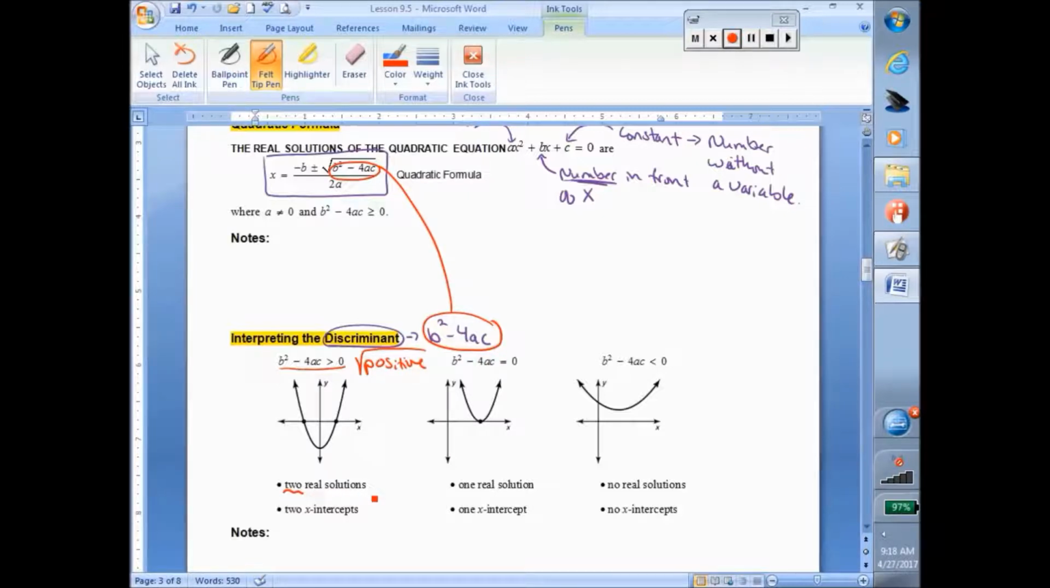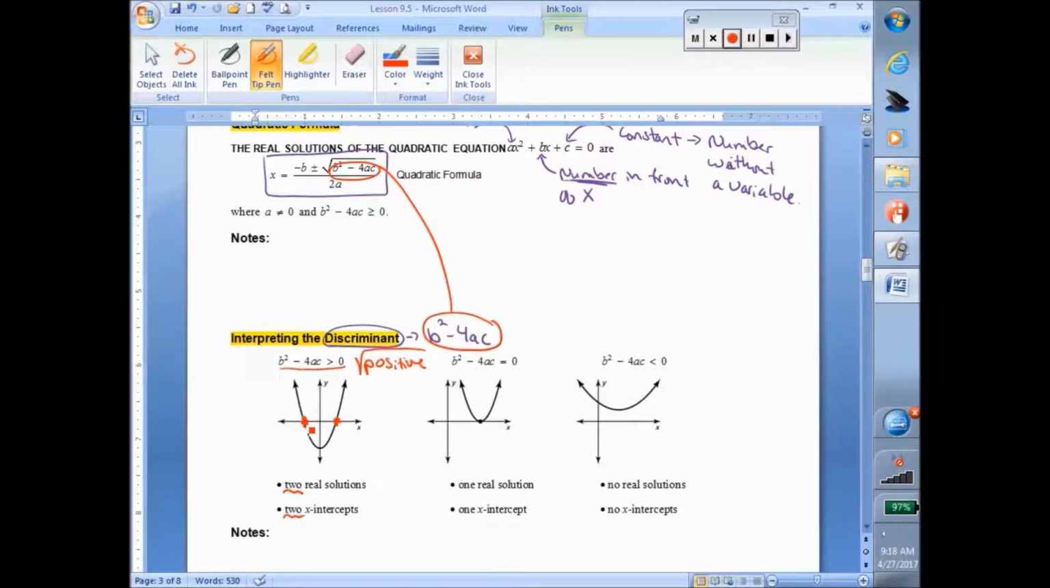And graphically, let's link this back to our graph. I know we haven't graphed in a little while, but if there's two solutions, those are the same as your two x-intercepts. So if we find two solutions, that means we also have two x-intercepts on our graph.